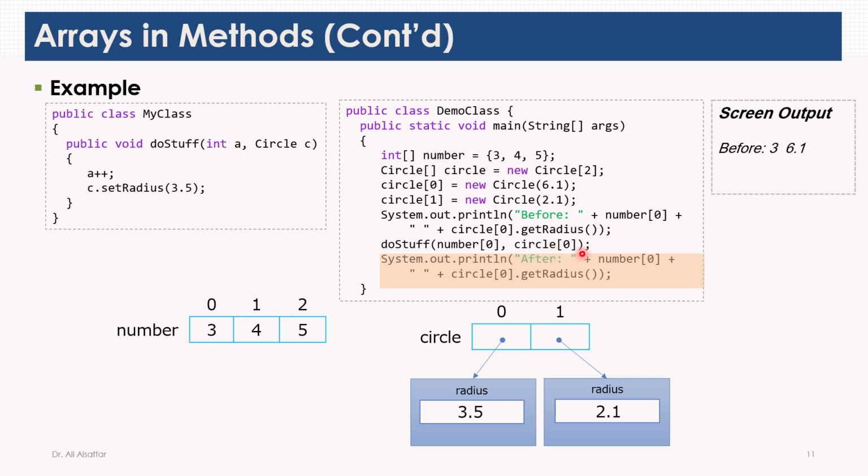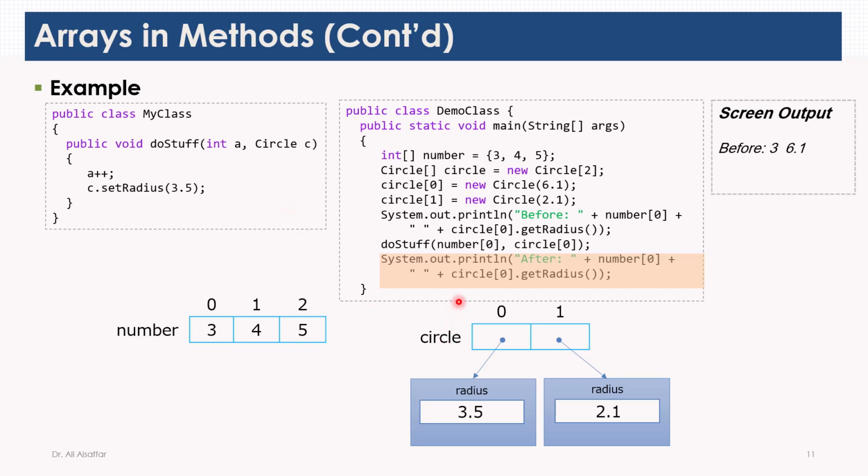However, for circle 0, because we passed the reference of the object, the method can see the object and can change its value. This is why when we say that when we pass a reference to an object, it can change the state of the object, but it cannot change the address that is saved inside the array. So notice that circle 0 is still pointing to this object, but the data has changed from the method doStuff.